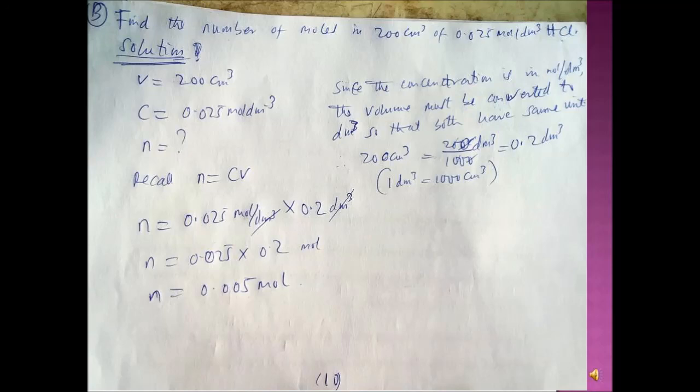Now look at something. The volume was given in centimeter cube and the concentration was given in dm cube. That means they both, as I've said earlier, must have the same unit. And how can they have the same unit?